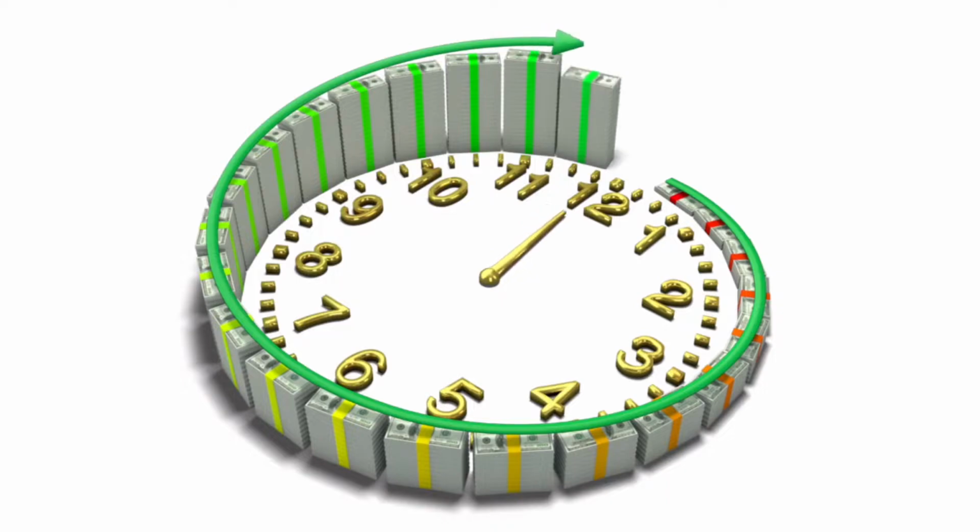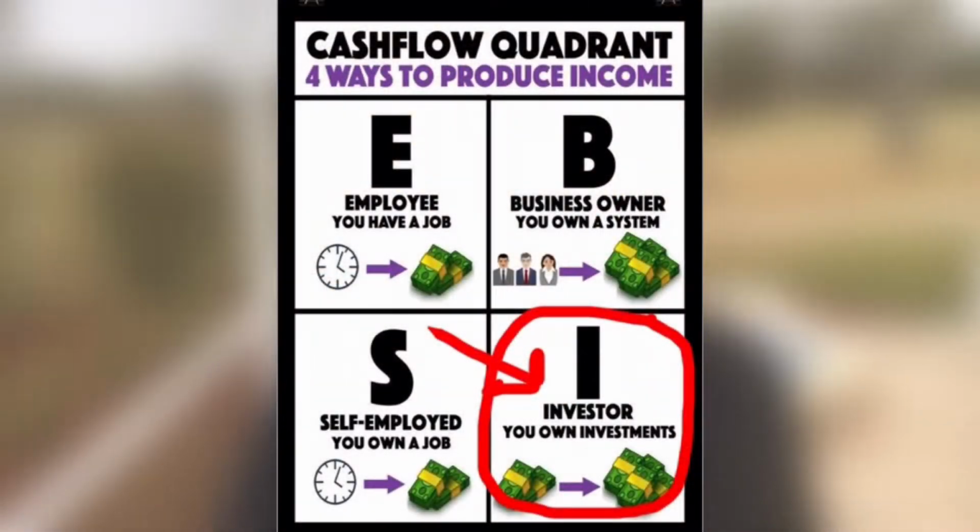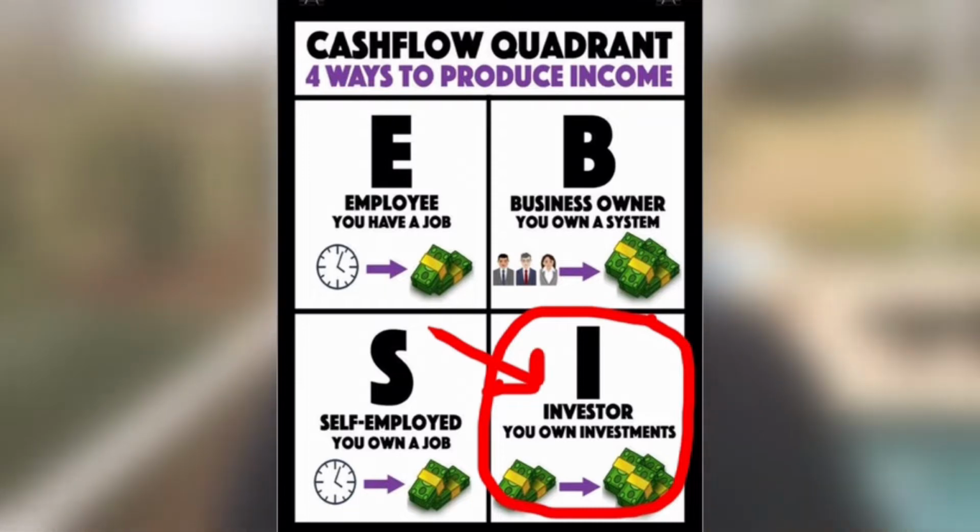The next quadrant is B, and that's where you're creating systems. Systems to make income, systems to build income, passive income. This is the quadrant that you want to focus on. And then once you start getting the money coming in, the last quadrant is investments. That's where you put your money to work and they build wealth for you.